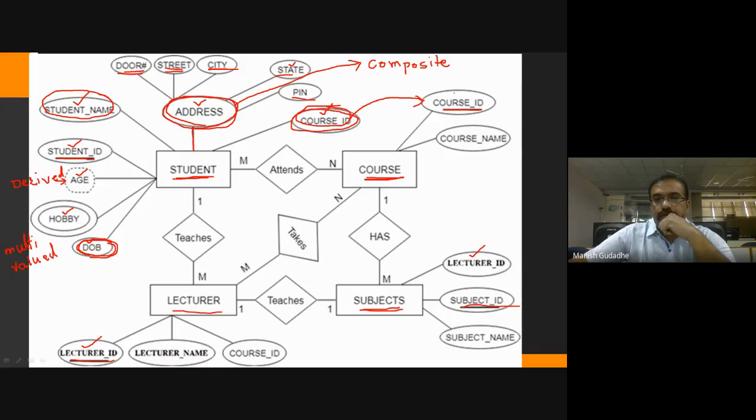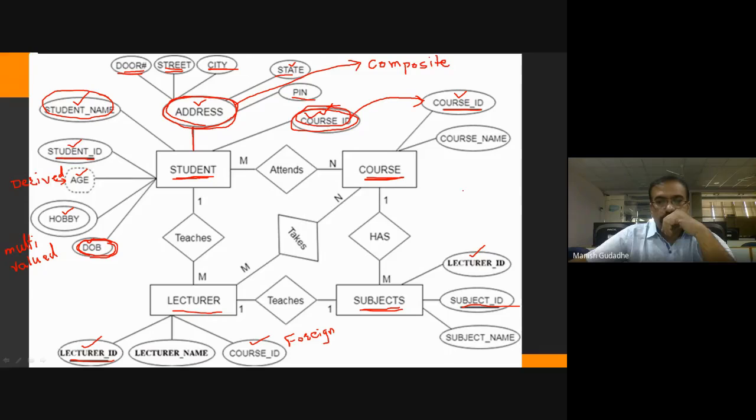Our primary key of course is appearing in lecturer as well as in student. This is a possibility. You can have a primary key of one entity as the attribute of another entity, and that is called a foreign key. Right now just remember this. We'll come to that later.